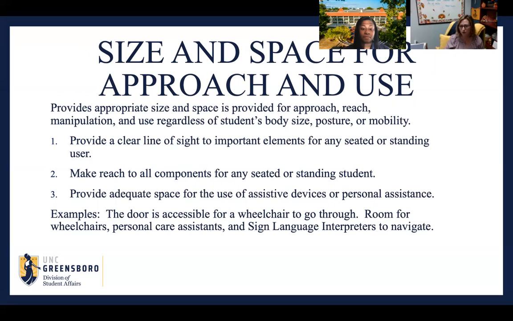Provide adequate space for the use of assistive devices or personal assistants. So the door, for example, is accessible for a wheelchair to go through. The room for wheelchairs, personal care assistants, and sign language interpreters is easy to navigate. You have an area large enough to support a portable CCTV. And you also make sure that the person doesn't feel awkward standing or sitting, whatever their preference is.